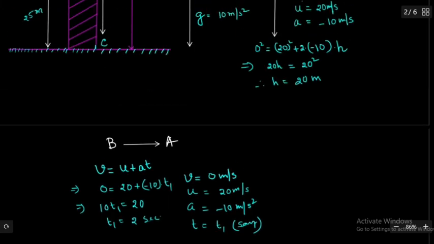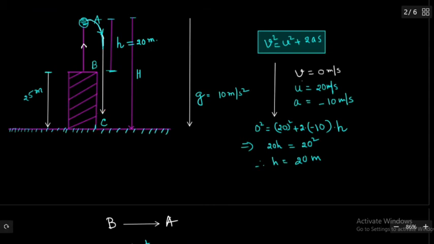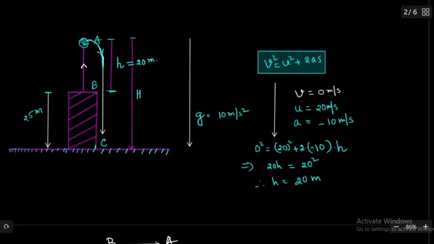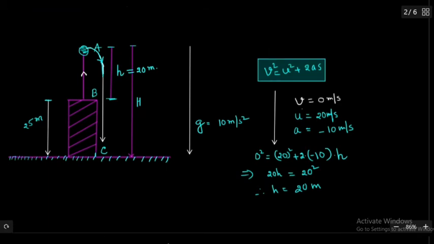Next, the next part, that is from A to C. Here I would like to use the equation of motion as s is equals to ut plus half at square. Okay, and here s means the total distance from A to C. That means the total height from the ground to the point A. That means this H.